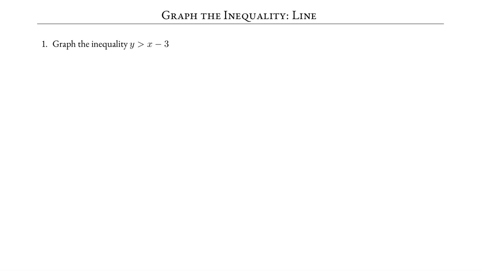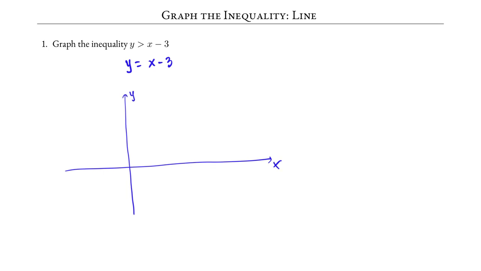Graph the inequalities. To graph the inequality, we first graph the equation y equals x minus 3. And so we pretend that the inequality is the equality. And to graph the equation y equals x minus 3, which is the equation of a line, we first put in the x and y coordinate system.